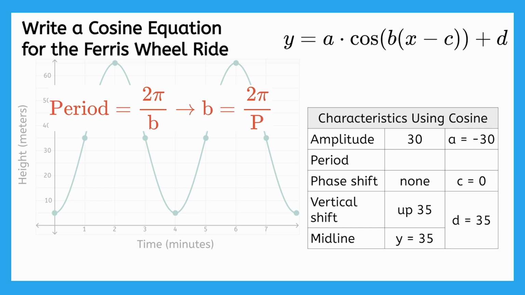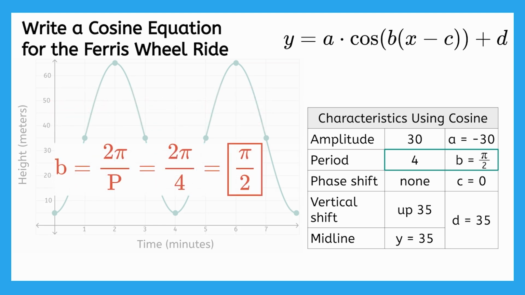In this function, the x-axis is measured in whole numbers instead of multiples of pi, but our approach stays the same. We still divide 2 pi by the period to find b. What is the period of our Ferris wheel function? Right, it was 4 because the Ferris wheel takes 4 minutes for 1 revolution. So we divide 2 pi by 4, giving us b equals pi over 2.